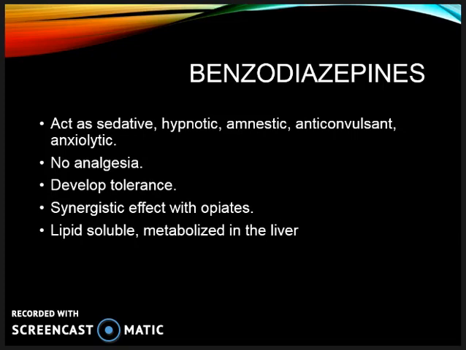Benzos are a type of medication frequently used. They induce sedation and decrease anxiety. They are not a pain medication, so pain will need to be assessed. However, when used with pain medications and opioids, they do produce a synergistic effect.